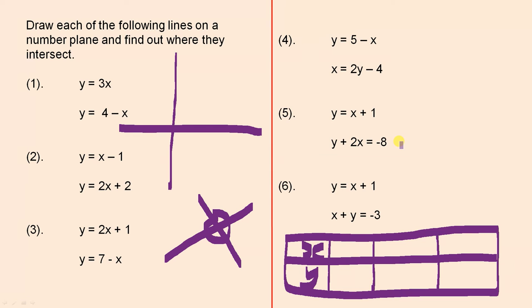The important thing to do is to plot the points accurately. So I suggest 3 points, because that will make sure that you have a straight line. Make sure they're plotted very accurately, and that way you can find a very, very accurate answer for where the two lines meet.